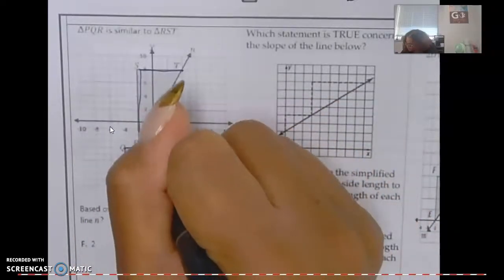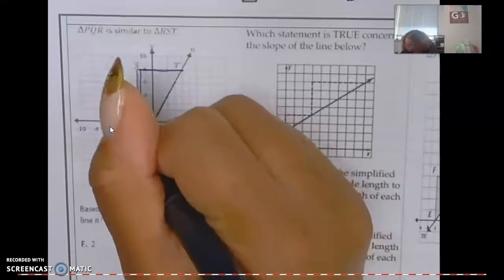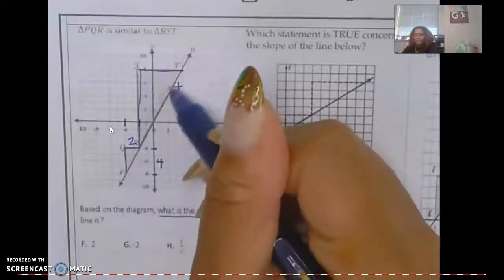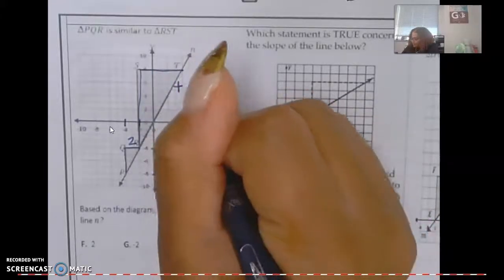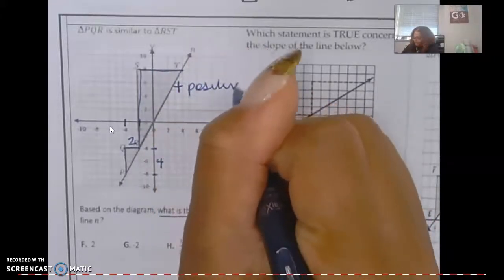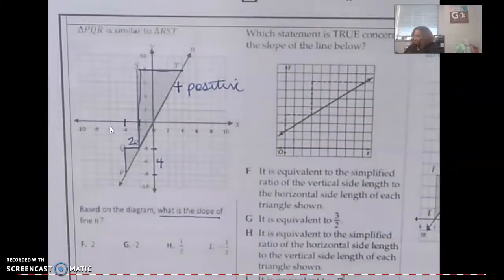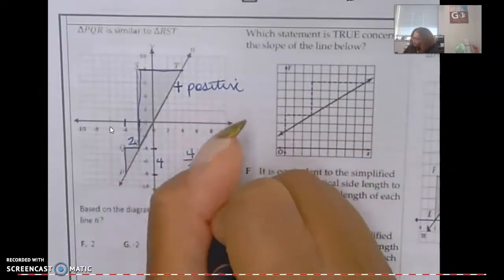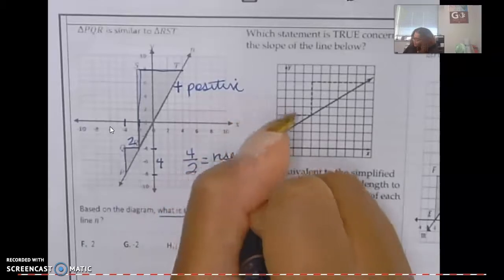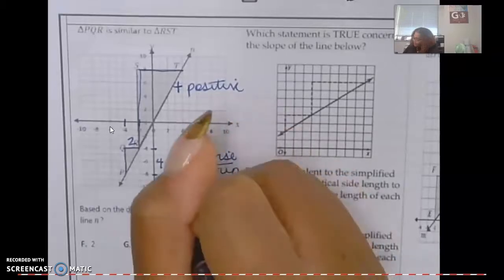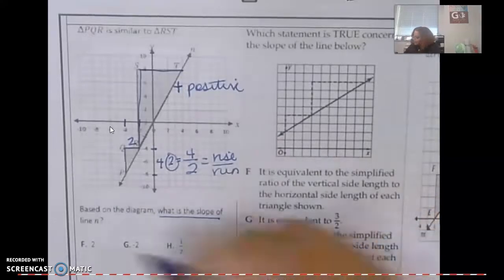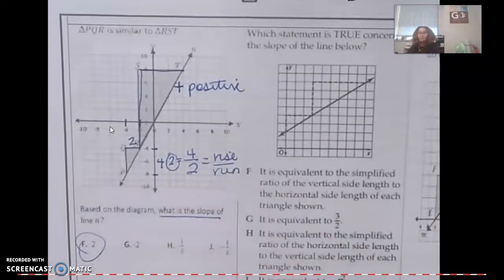So from here to here, this is -4 to -8, so this is a rise of 4 units. And then from here to here, this looks like a run of 2, and it's increasing, so it's positive. From left to right, it's going up. This is a plus for positive. And then we'll do rise over run, which is 4/2. Rise over run, and this is 2 right there. So that should be F, which is 2.